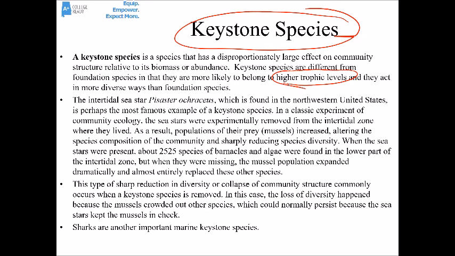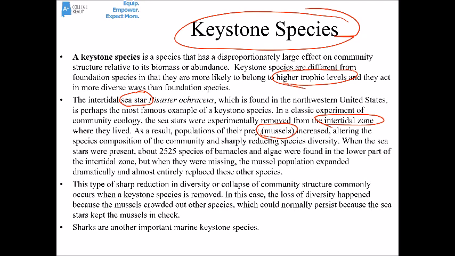A really famous example of a keystone species is a specific sea star found in the intertidal waterways in the northwestern U.S. So there's a famous experiment where the sea stars were removed from the intertidal zone. So they were completely taken out of their environment. When they came out, the populations of their prey, which were the mussels, exploded. They went essentially through exponential growth. But what that ended up doing is that altered the different species that were found in that community.